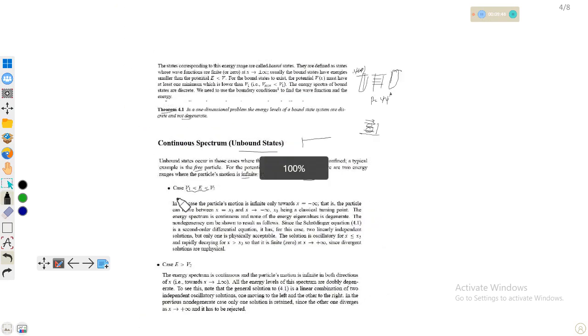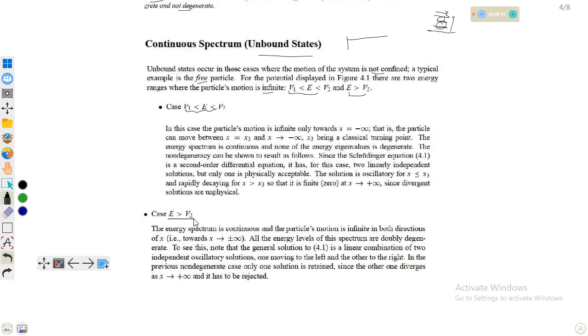The second is for E greater than V2, when the particle goes out, the energy spectrum is continuous and the particle motion is infinite in both directions. This means if the particle goes to plus infinity or x goes to minus infinity, our wave function will not go to zero. There will be some probability of finding the particle. For example, if we have no wall, the particle can be found anywhere, and we will have a set of energies whose spectrum will be continuous.